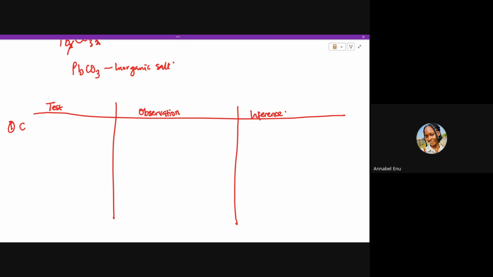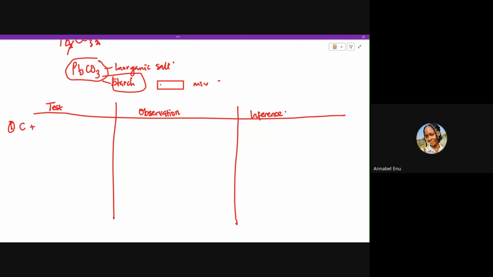So one of the test processes we can take is that the mixture is labeled C. You're not going to be saying mixture plus this, or lead 2 carbonate plus this, or the salt plus this. You would identify the mixture of lead 2 carbonate and starch as C.